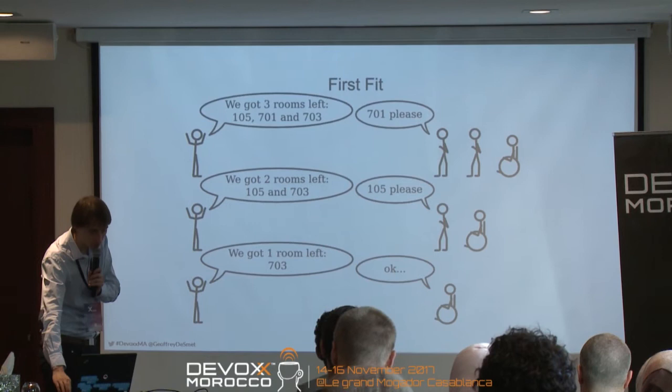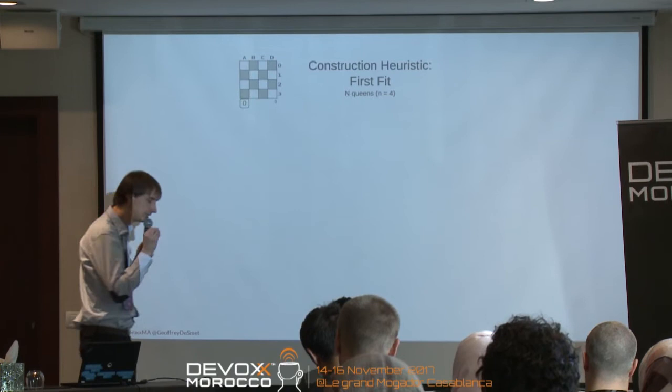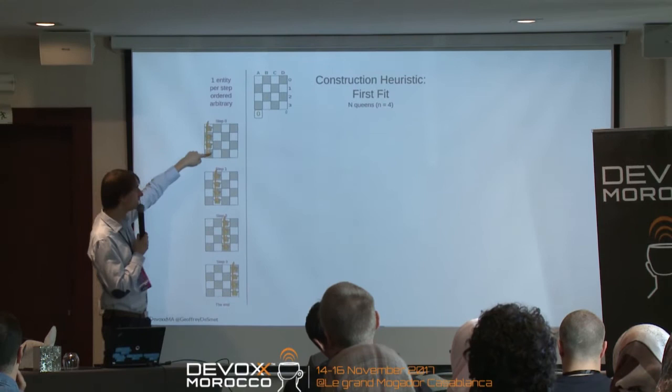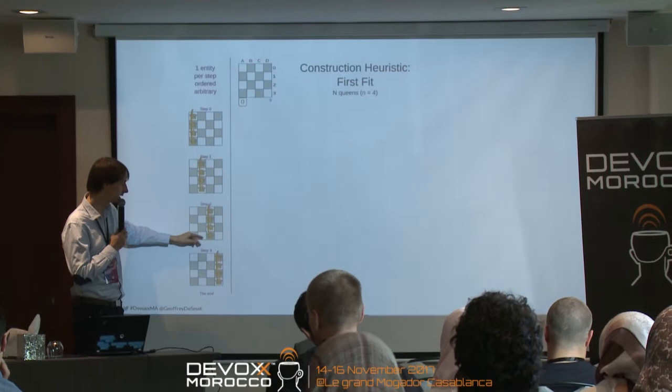So how does first fit work in N queens? Well, the idea is we're going to assign one queen to a position, and that's it. We're never going to move it again. One decision at a time. It's a greedy algorithm. So first we assign this queen. After it's assigned, we assign this queen, then the next queen, and then that queen.